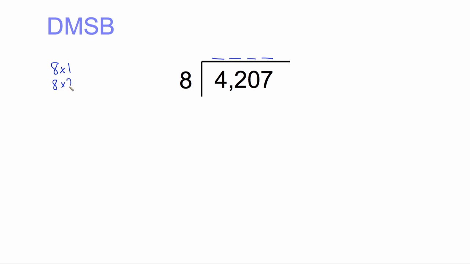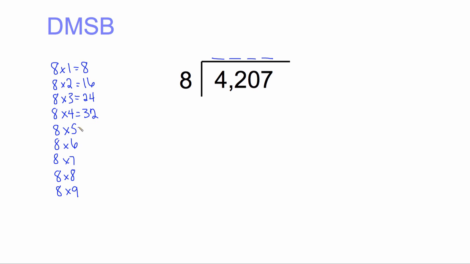When you write your facts down, take your time. Do repeated addition if you need to, to make sure you get those numbers right. Remember, you're only going to ever have to go to the number 9 with your facts. This might take a little time up front, but it will be worth it as you divide. Now we can get started.